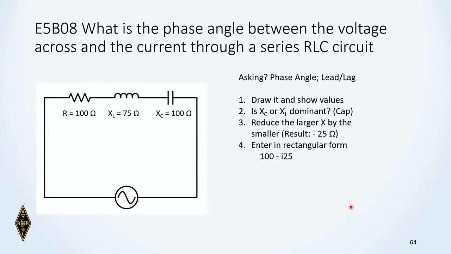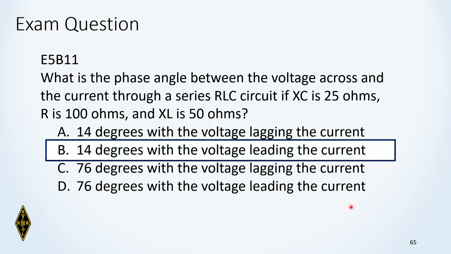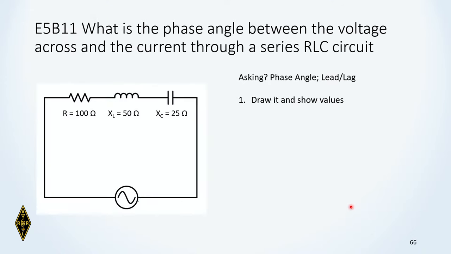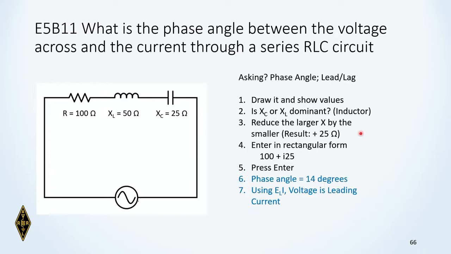Draw, show the values, find out what's dominant. Enter it in rectangular form. Calculator will display it in polar, giving us 14 degrees. And using ICE again, we can determine which is leading or which is lagging. Okay, here's another one. This one's a little different because now X sub L is dominant. B. B is the answer. We approach it the same way. We saw the difference in what's dominant. We put in the values. It's an inductor, so we're using ELI to determine if we're leading or lagging.